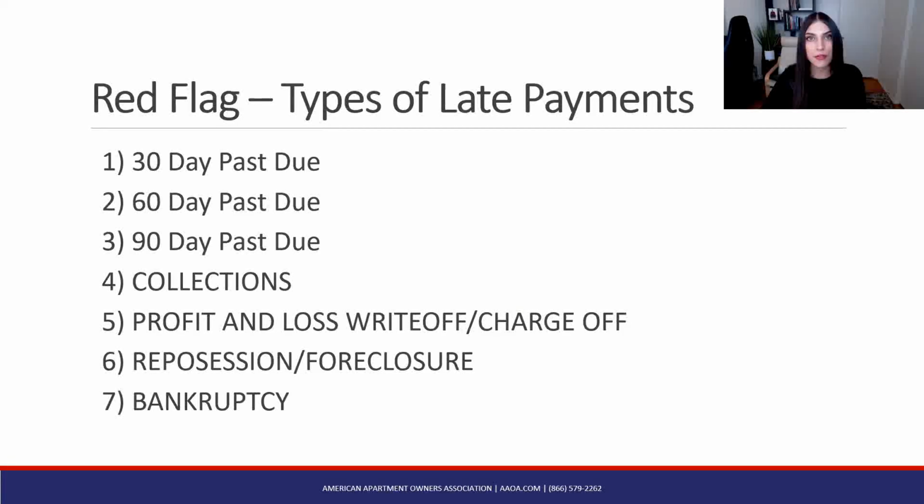The profit and loss write-off or charge-off is one that I commonly get questions about. That is similar to collection in that the person still hasn't paid, right? But rather than send them to collections, the company is either internally working on collecting it and they have written it off as a loss on the person's credit report. That is still money that they owe. So just because it's not a collection does not mean they are not liable for it. Number 6 here is repossession or foreclosure. So repossession of a car, foreclosure of a home, and then lastly, bankruptcy. And we'll talk about the different types of bankruptcy you might see on a credit report.